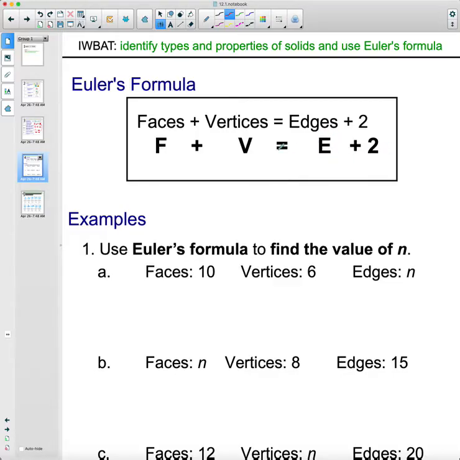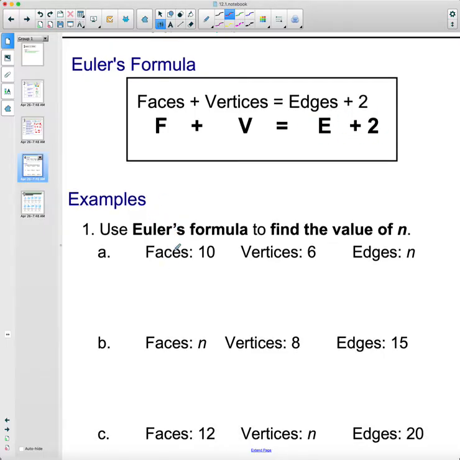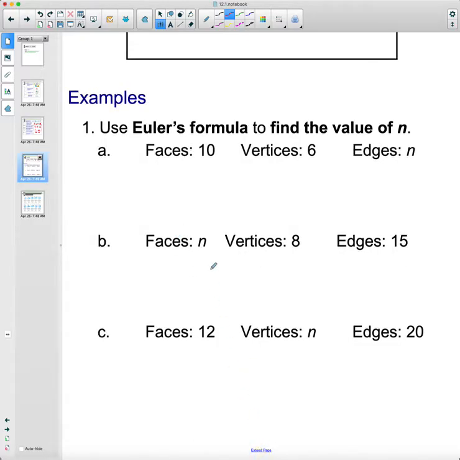So when you add these together, and then you do the edges plus 2, faces plus vertices is always 2 more than the edges. So let's take a look here. If we know this information, we can solve for the missing amount, okay? So faces plus vertices equals the edges plus 2. Let's take a look at this one.